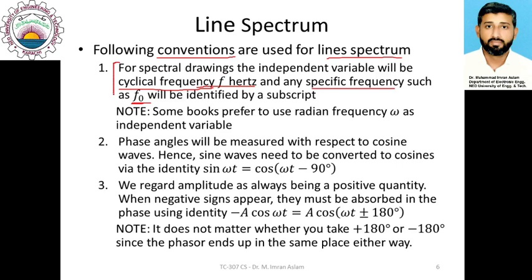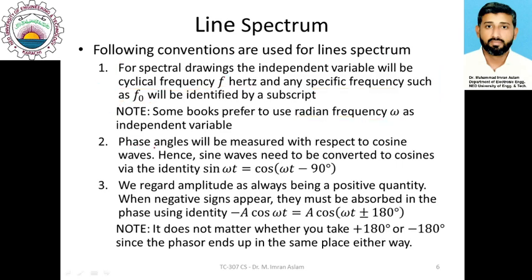This convention is used in our textbook. However, I want to mention that some other books prefer to use radian frequency omega as the independent variable instead of f. But we understand that omega and f are directly related to each other, so it does not make any difference whether you make a plot with respect to f or with respect to omega. However, in our case, we will be plotting all spectra with respect to the frequency variable f.